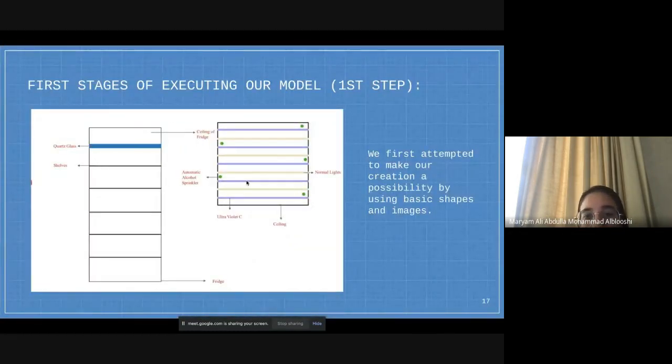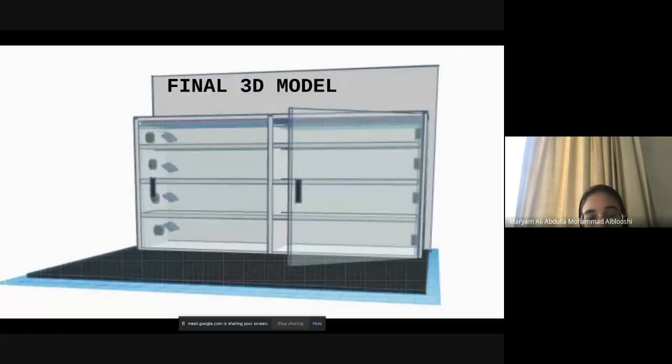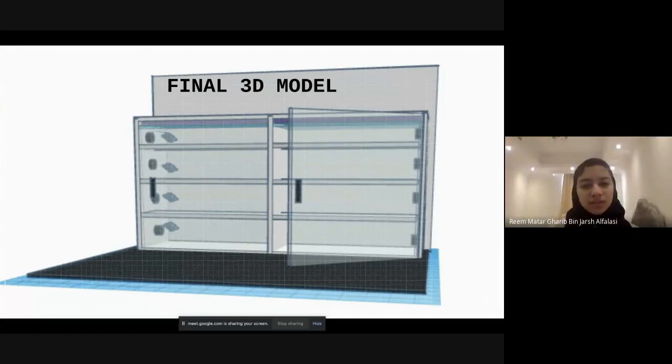And moving on to our model. The first stage of executing our model was to make a really simple sketch, only to know how to build our model and develop it afterward. Then we made more of a rough sketch to be able to present it to our teacher and for her to understand what we are actually researching and doing in this project. After we were done with the rough sketches, we finally created our own 3D model.